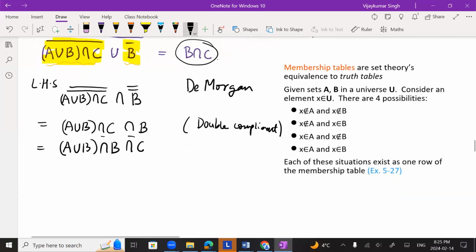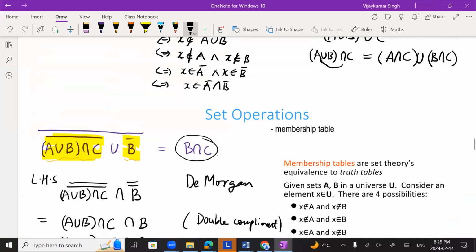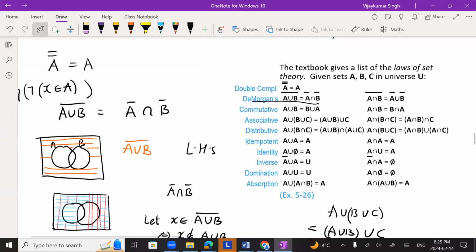Okay. So now we have what? A union B. So again, let me just erase that. I don't want to give an impression. So now I have A union B intersection B. Okay. So now either we have some laws of set theory related to this, or we try to distribute it now. Let's see. Is there any laws of set theory related to this?